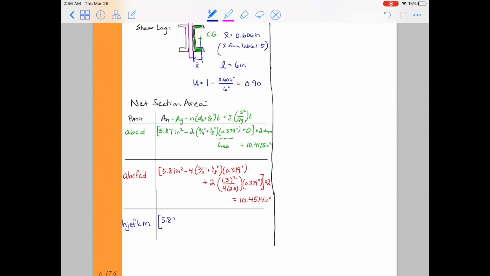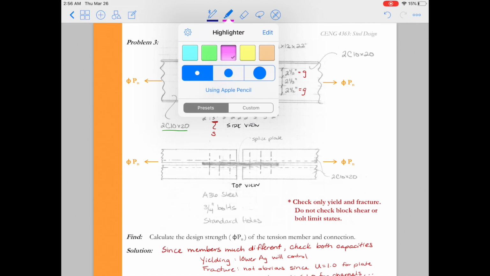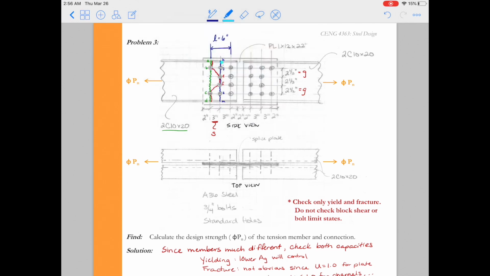So when we consider that line, we do 5.87 inches squared minus 4 times the 3/4 inch plus an 1/8 inch times 0.379. We have no diagonals for this particular path, so we don't add anything on top of that. Now, we do, however, see that for this path, the free body diagram that we would get is that area in blue that I've shaded in blue here.